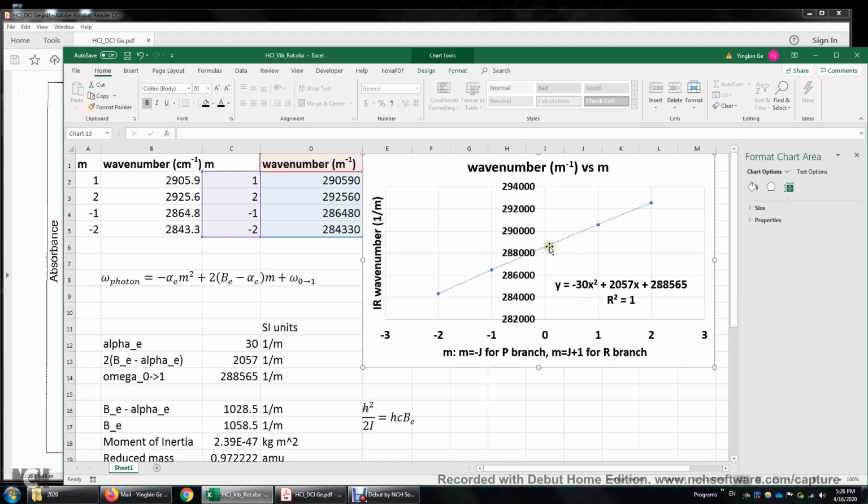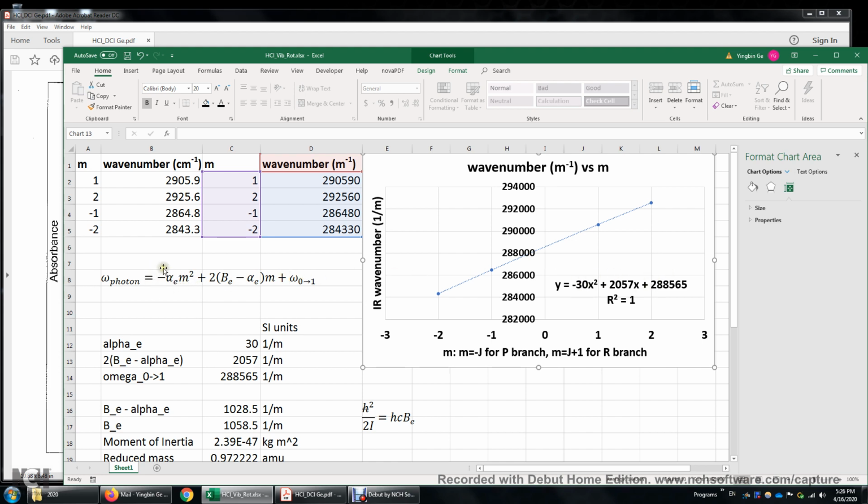All right. So now we get 3 coefficients in front of x squared, x, and x to the power of 0. Remember, this x is actually m. And then in the line menu, we have nice quadratic equation. This wave number of the infrared photon is equal to a quadratic function of m. Therefore, this equation corresponds to this equation.